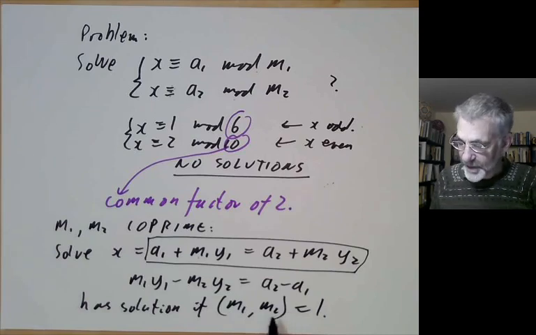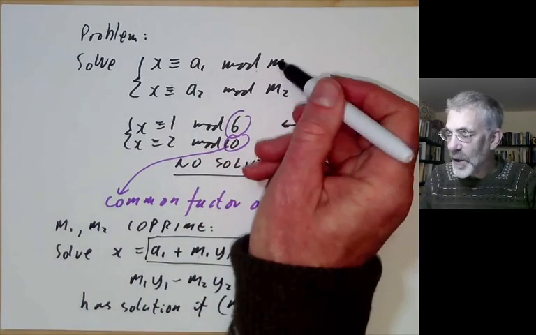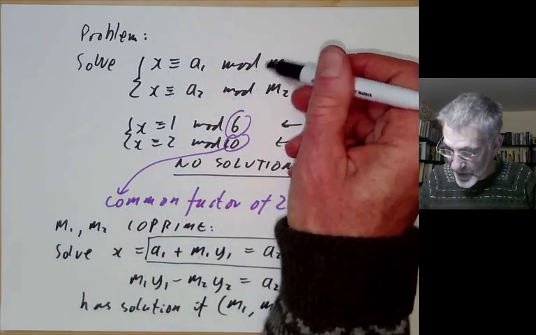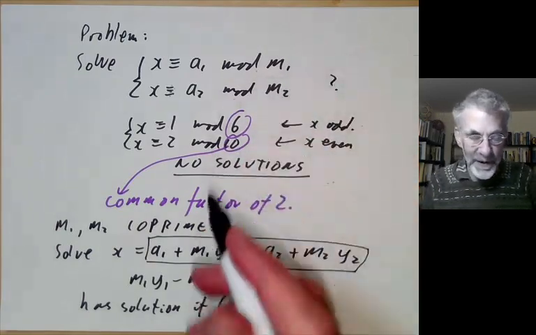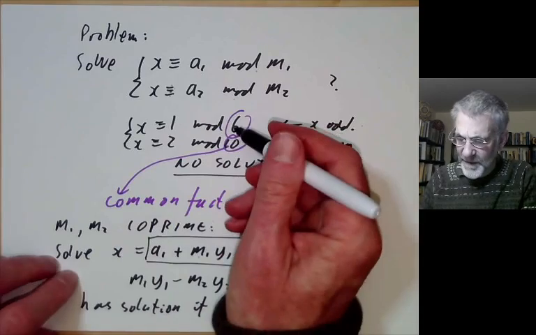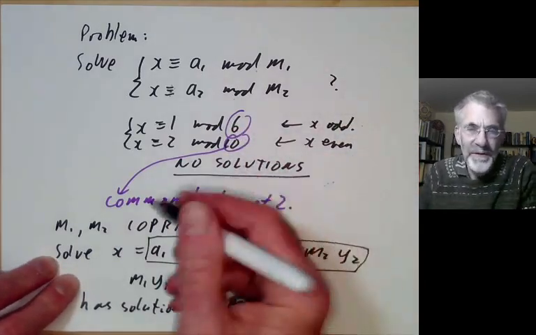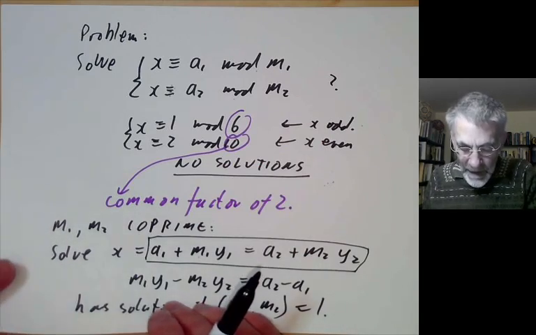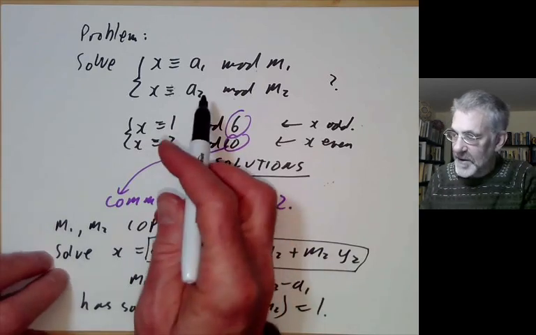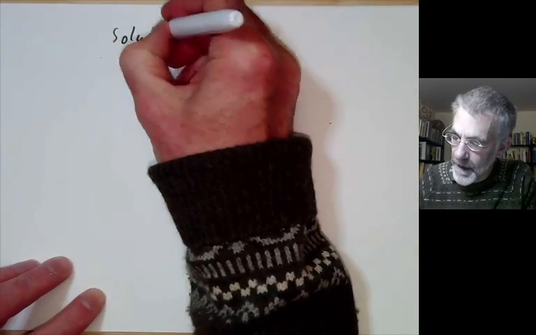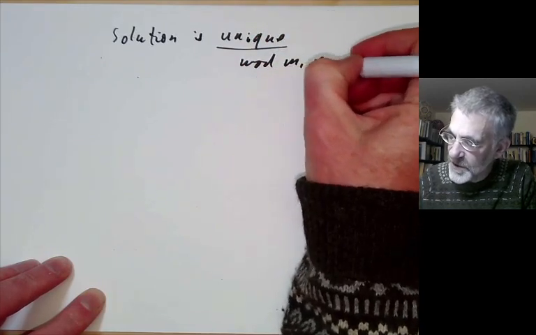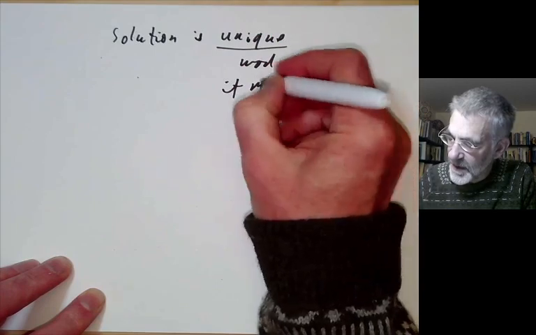are coprime. So if we want to solve two linear equations in some unknown, we can do it provided all the moduli we're working with are coprime to each other. If they have a common factor, maybe we can solve it, and maybe we can't. And if we can solve it, there might be several solutions, and so on. We also notice that if m1 and m2 are coprime, the solution is unique modulo m1 m2.